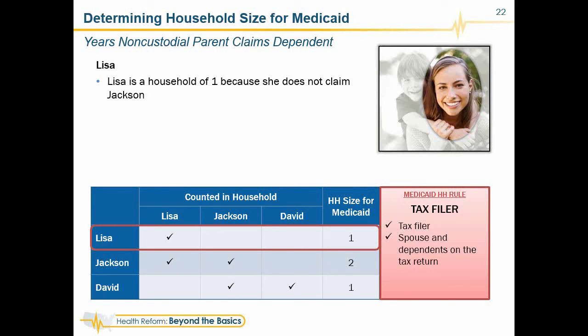So now let's consider what happens when David is the one who's claiming their son. In this case, Lisa, even though Jackson lives with her, is going to be a household of 1 because she's not claiming Jackson's exemption. Again, she's under the tax filer rules. It's the tax filer, so Lisa herself, plus the spouse and any dependents who are on the tax return. Since Jackson isn't on the tax return in these years that David claims him, Lisa is going to be a household of 1.